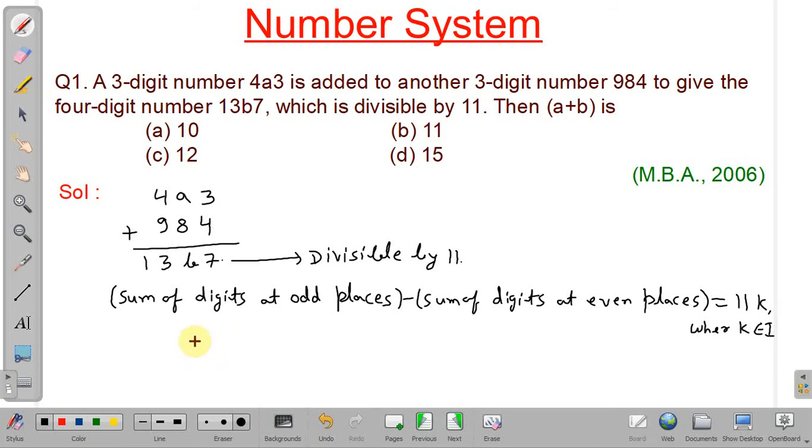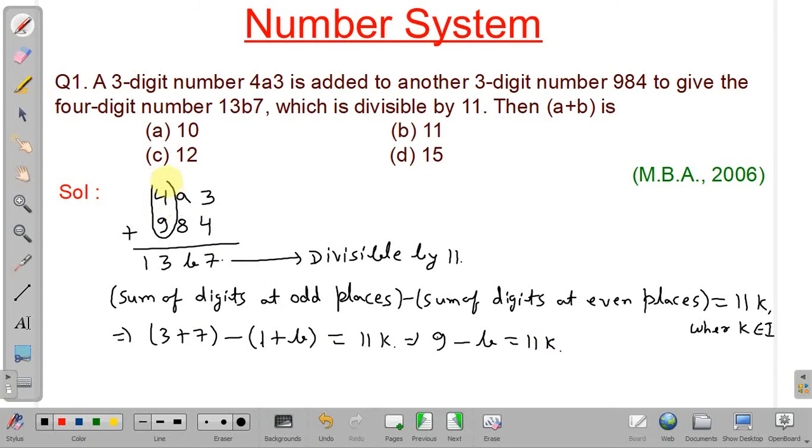Okay. Now you see, sum of digits at odd places. So 3 plus 7, minus sum of digits at even places, that is 1 plus B, is equal to 11k. Okay. Now it will become 3 plus 7, 10, minus 1, that is 9 minus B equal to 11k. Now you can see this 9 plus 4, that is coming as 11. 4 plus 3 is 7.